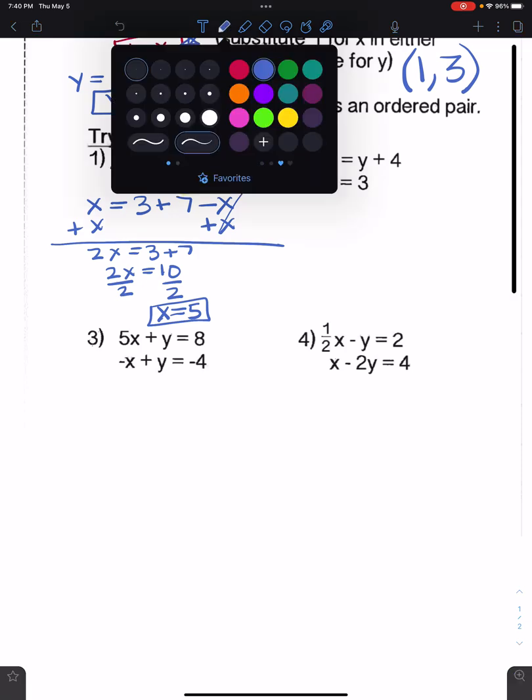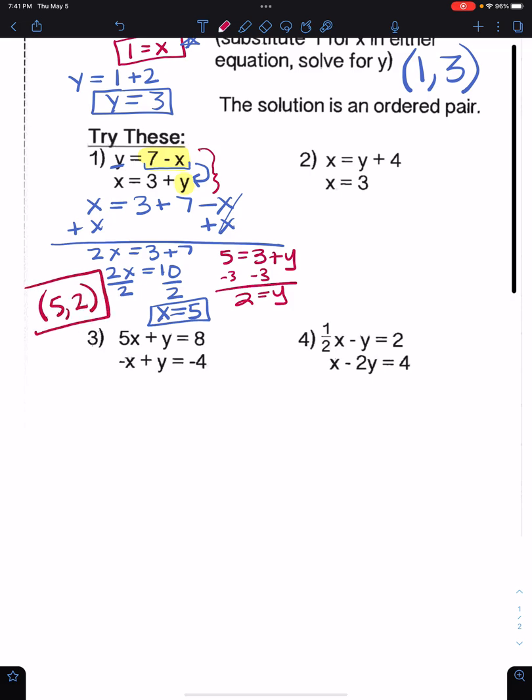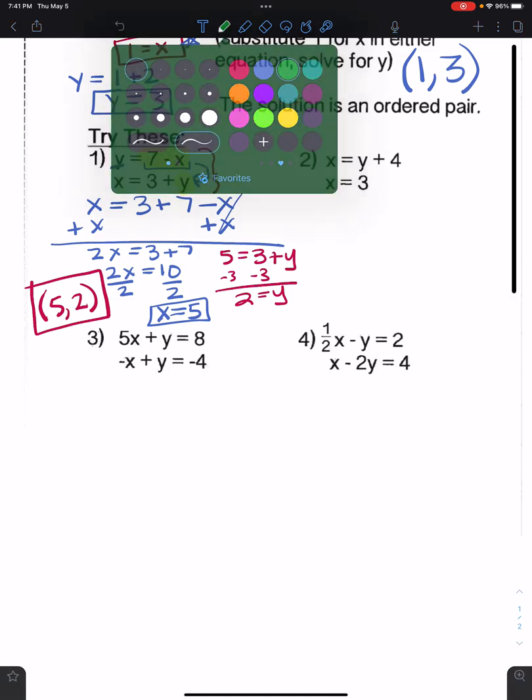Now I'm going to take that x equals 5 and replace it in either one of these equations. It doesn't matter which one, but I think that second one looks a little bit easier. So instead of x, I'm going to put 5. So 5 equals 3 plus y. If you can't get that just by looking at it, you can solve it algebraically to find that y is 2. So my answer is the point (5, 2). 5 is my x, 2 is my y. Let's try the next one.